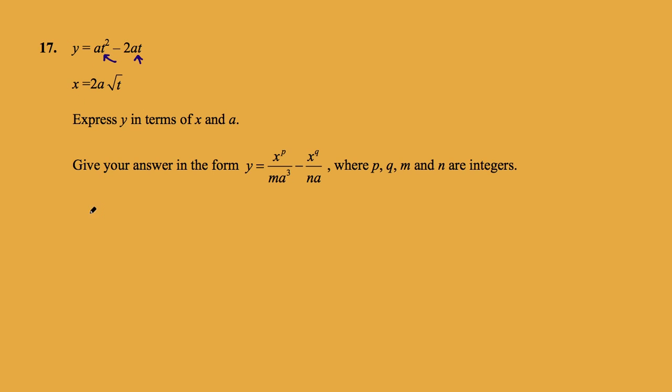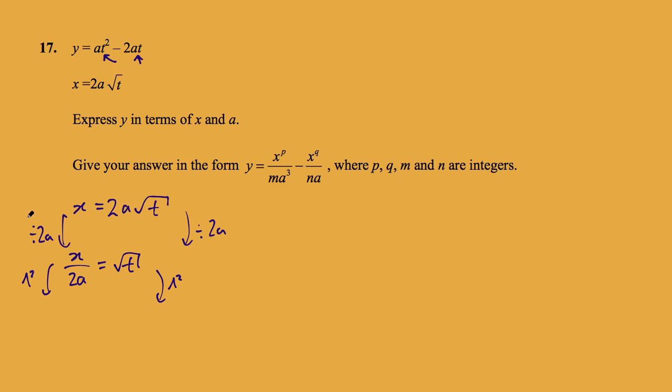So I'm going to start rearranging this one in order to get t on its own. First of all, divide both sides by 2a. That gives me x over 2a equals root t. So square both sides. That's just my symbol for squaring both sides. That is x over 2a all squared equals t.